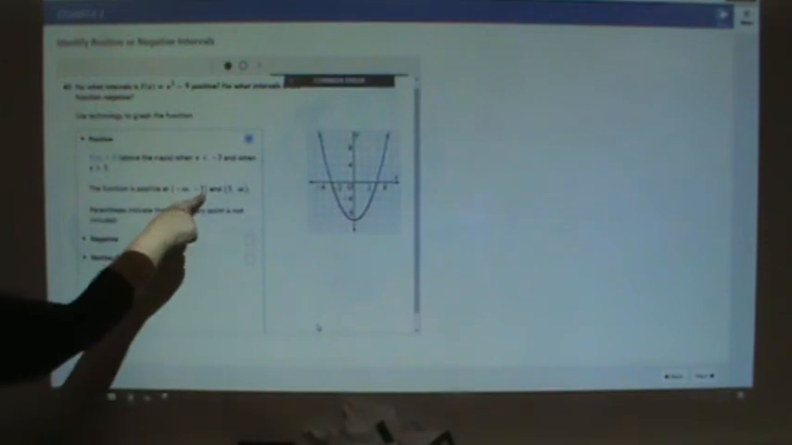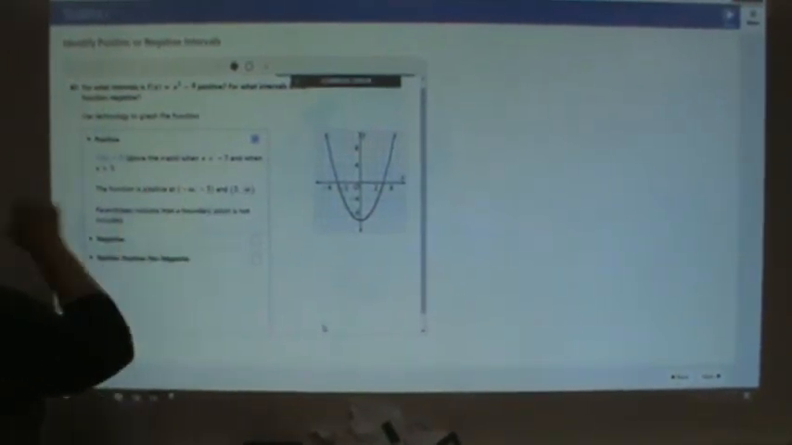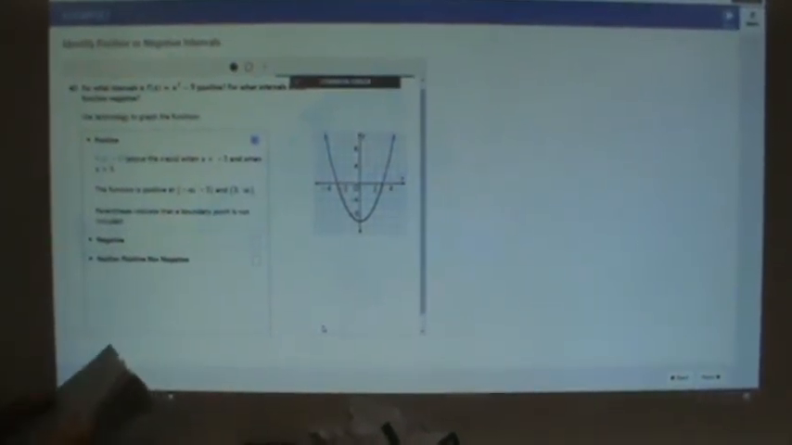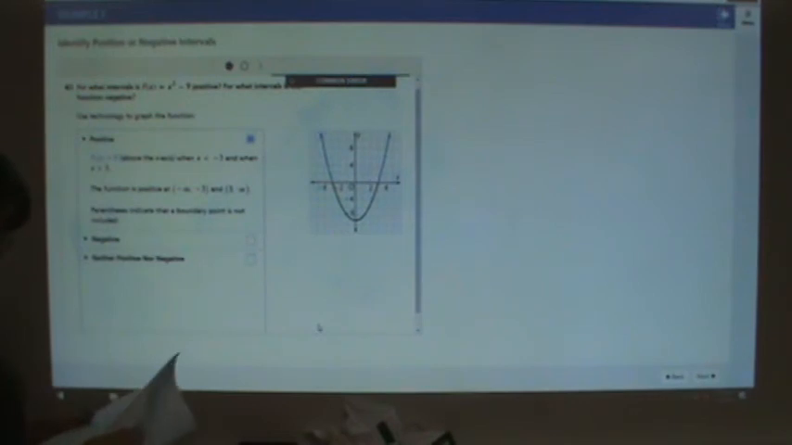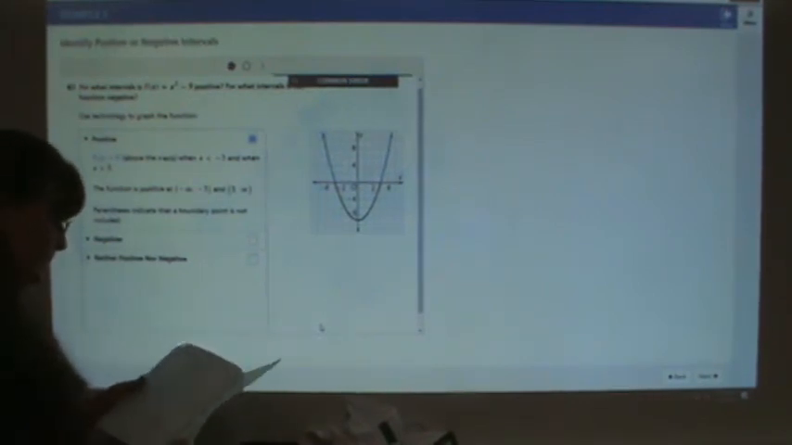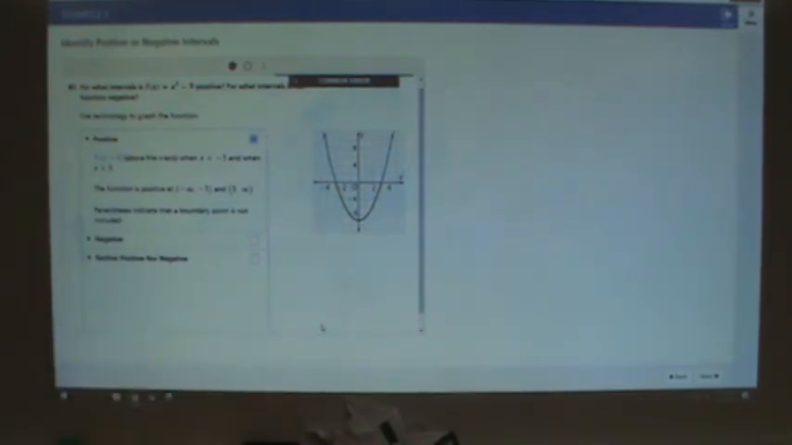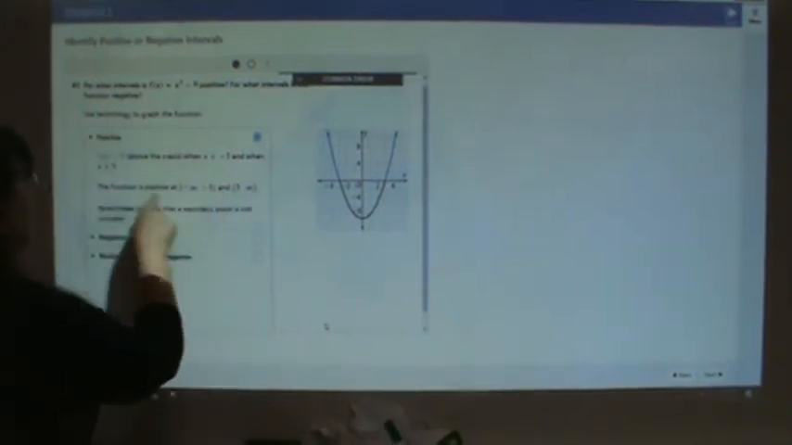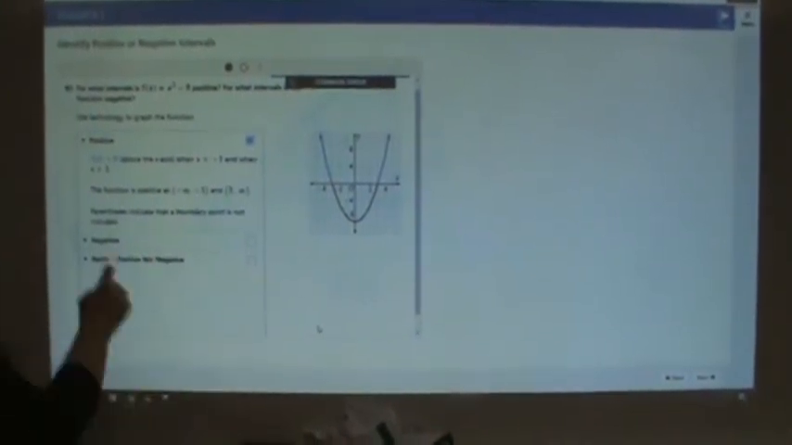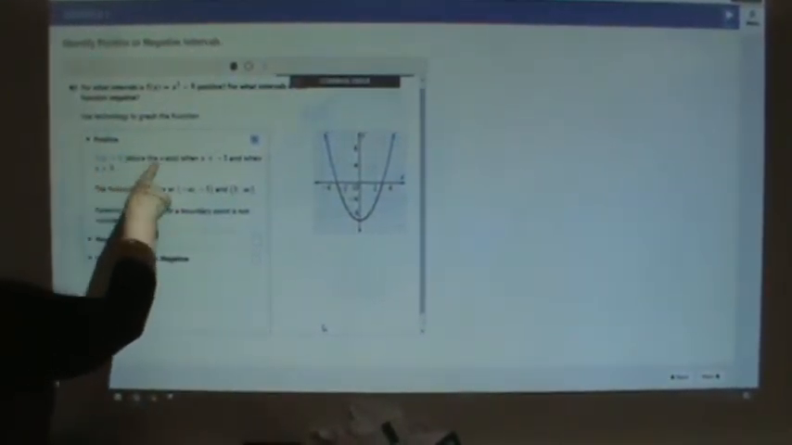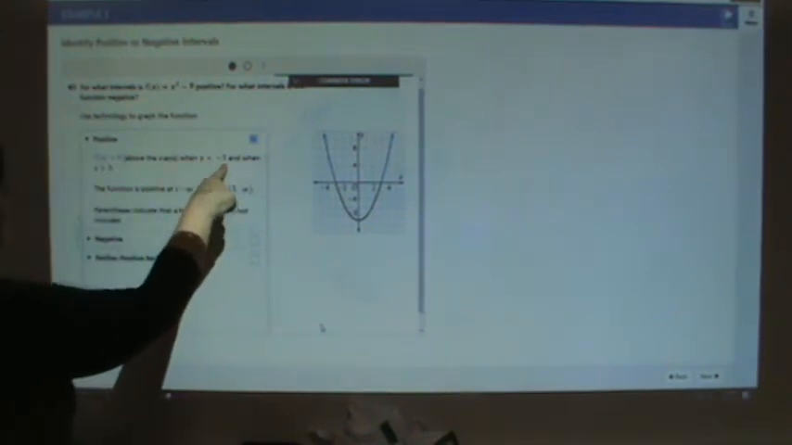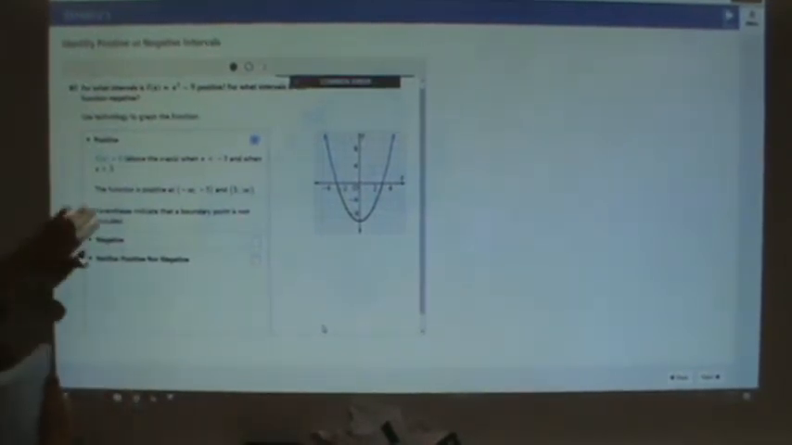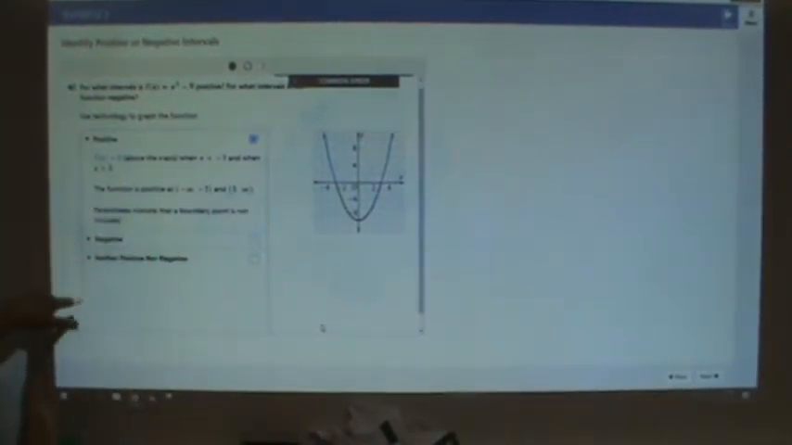So here's how they would write it in, what's the name of it? Interval notation. There we go. Interval notation, this is how you would write it. So again, when y is greater than 0, above the x-axis, x is less than negative 3 or x is greater than 3. All right, so this is how you would write it right here.